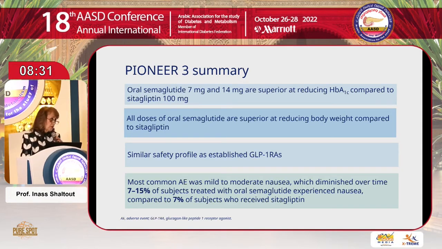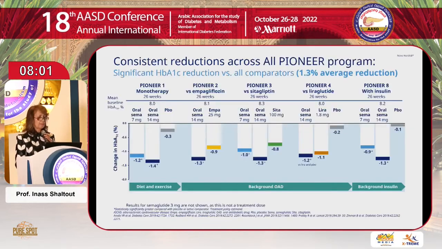They are known now to reduce body weight as a group, the GLP-1 receptor agonists, according to the latest EASD-ADA. GLP-1 receptor agonists are powerful in weight reduction. They have a similar safety profile, and the side effects of nausea will diminish over time in most patients with semaglutide.